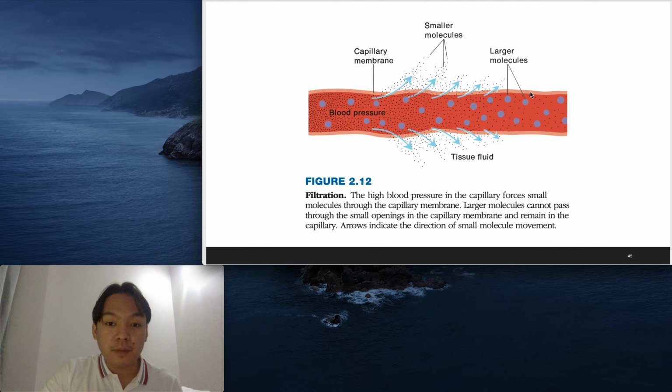So this is your capillary membrane. We have the smaller molecules that are passing through the capillary membrane and larger molecules that could not go out. So they are passing through and going to the tissue fluid. So this is the high blood pressure in your capillary that forces the small molecules to pass through the capillary membrane.